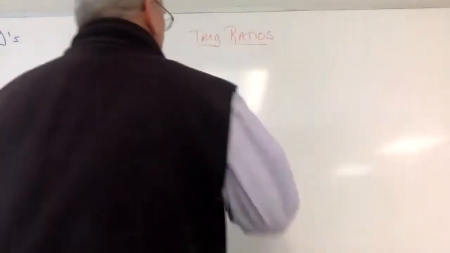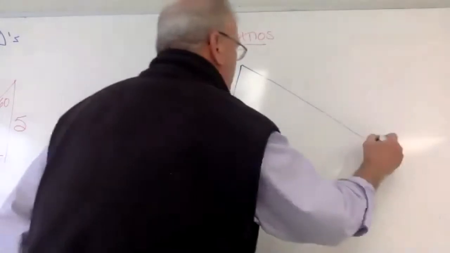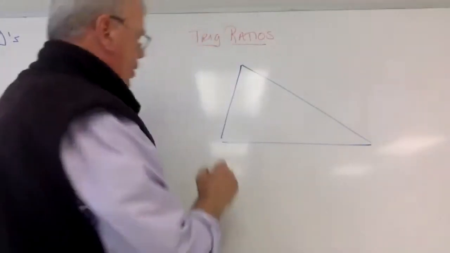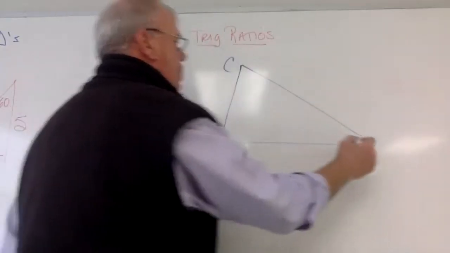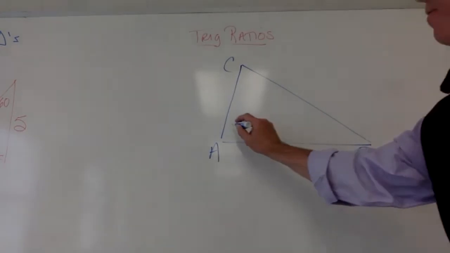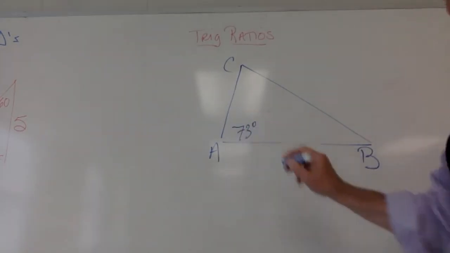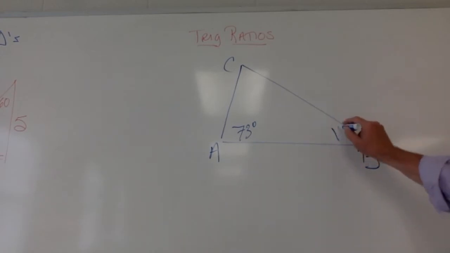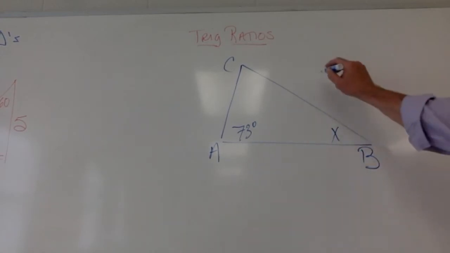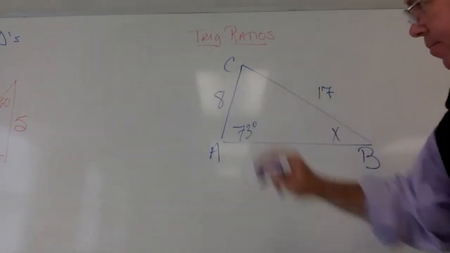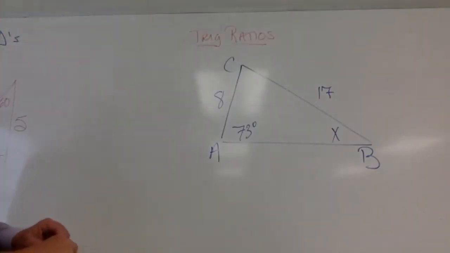So it looks like this. Number 4 looks like this. I just want to make sure I'm doing the right problem. Triangle A, C, B. They tell you this angle is 73 degrees. What else did they tell you? This side B is x. This side is 17. And this is 8. So it says the law of sines.